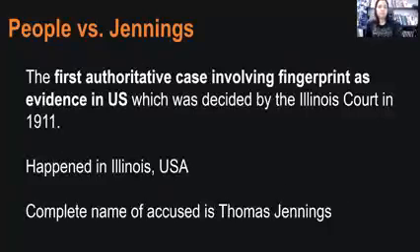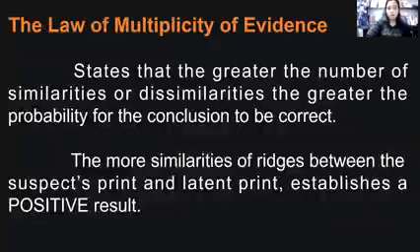Again, for the U.S., People versus Jennings. Also, it is the first authoritative case involving fingerprints as evidence in the U.S., which was decided by the Illinois court in 1911. It happened in Illinois, USA. The complete name of the accused is Thomas Jennings. The law of multiplicity of evidence states that the greater the number of similarities or dissimilarities, the greater the probability for the conclusion to be correct. In addition, the more similarities of ridges between the suspect's prints and the latent print, the more it establishes a positive result.